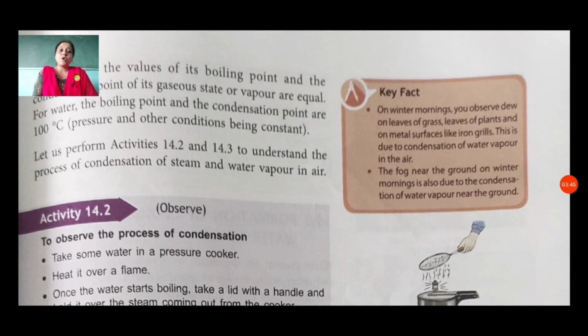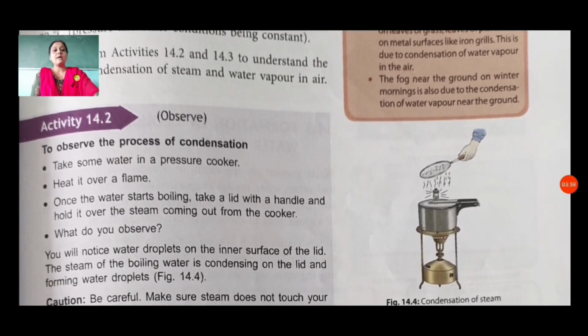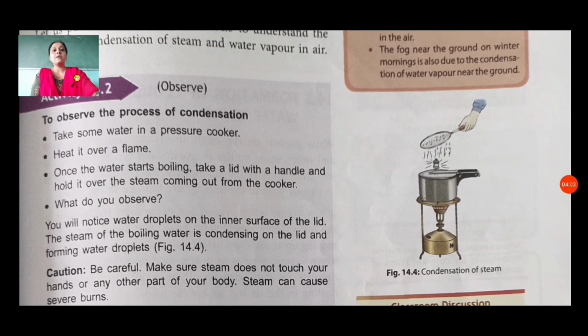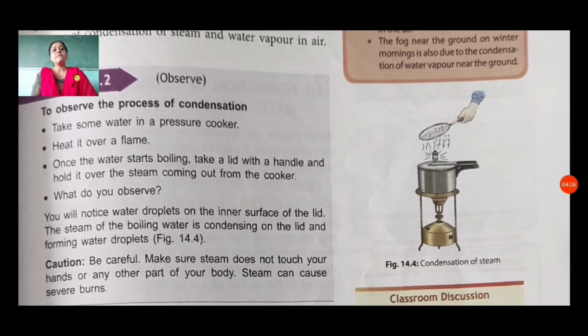Let's perform activities 14.2 and 14.3 to understand the process of condensation of steam and of water vapor in air. First, activity 14.2, to observe the process of condensation: take some water in a pressure cooker. You can see figure 14.4, condensation of steam. You have all seen a pressure cooker in our kitchen, because our mother uses it to make different foods. Heat it over a flame.